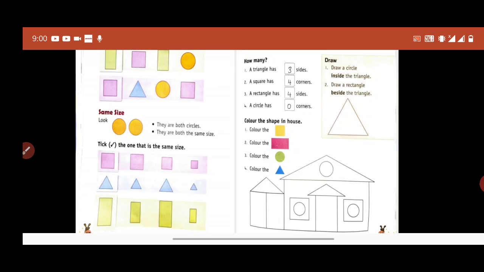Now, you have to color the shape in the house. Color all the squares in the house with yellow color. And a rectangle with a pink color. And a circle with a green color. And the triangle with the blue color. So children, isn't it fun? You are learning while having fun, right? Now, moving on.